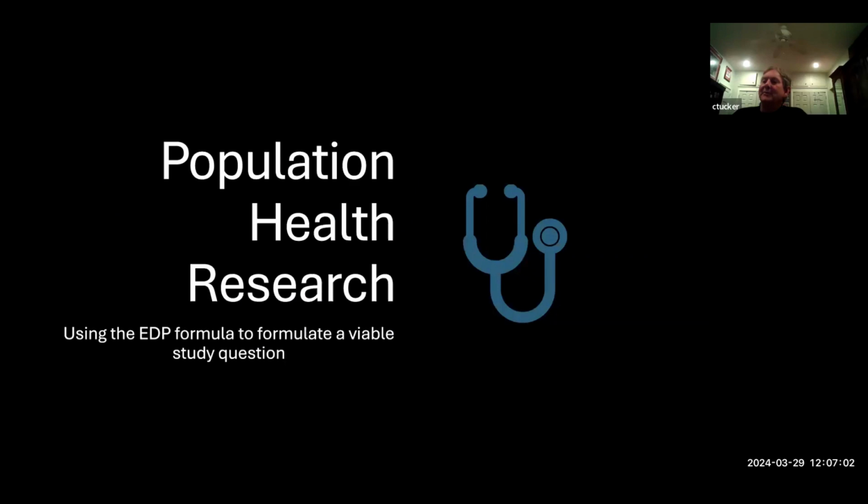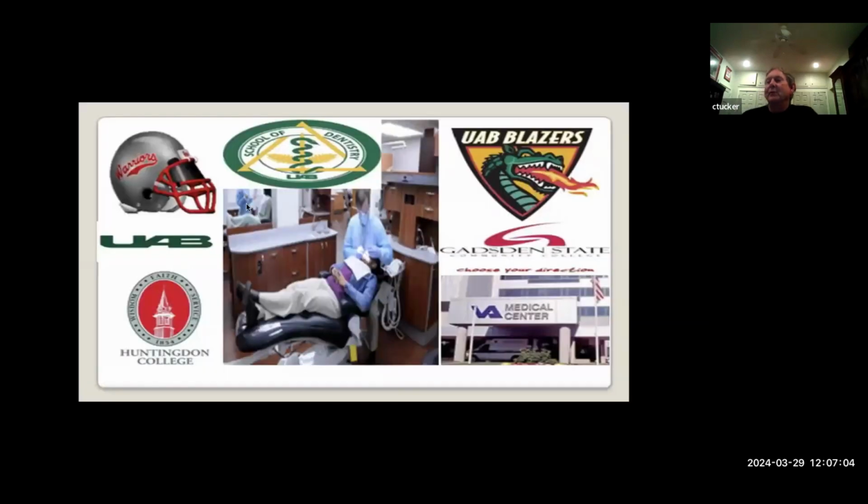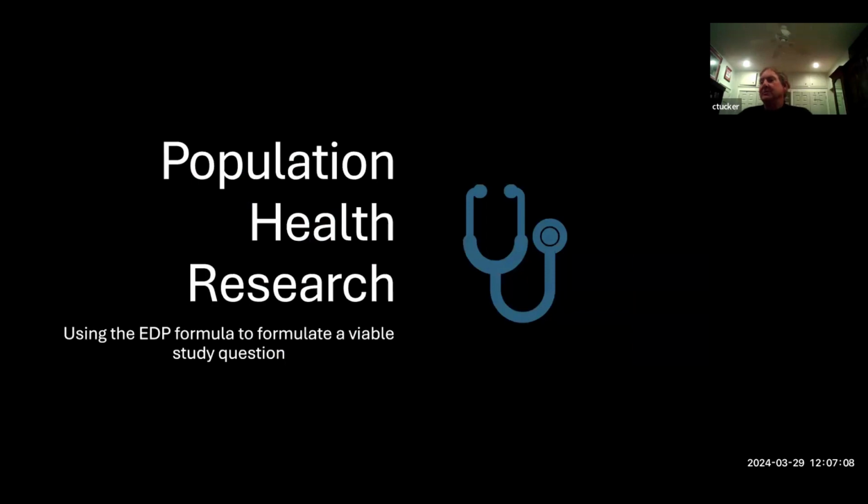Thanks for that. We're talking about a formula called the EDP. That's exposure, disease, or outcome in a population, a formula used to establish a study question. Can we go to the next slide?